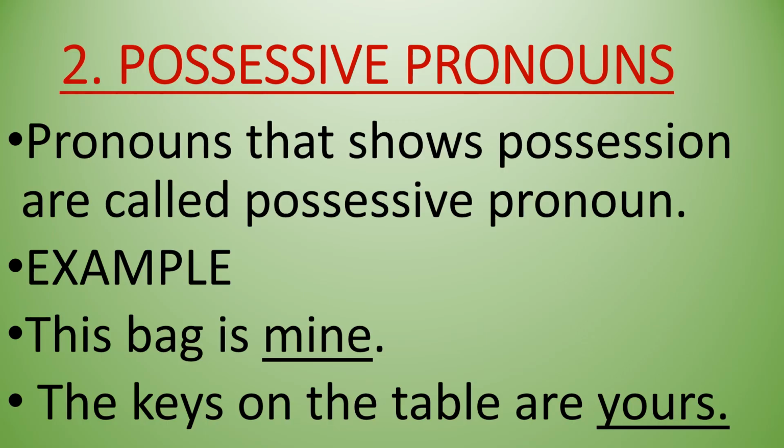Now, the second type is possessive pronouns. What are possessive pronouns? Pronouns that show possession are called possessive pronouns, or you can say the pronouns that show ownership are known as possessive pronouns. For example, this bag is mine. Whose bag is this? Mine. So mine is a possessive pronoun. The keys on the table are yours. Whose keys are those? Yours. So yours is a possessive pronoun. So we can say a pronoun such as mine, yours or theirs, which is used to refer to the thing of a particular kind that belongs to someone, is a possessive pronoun. Clear?